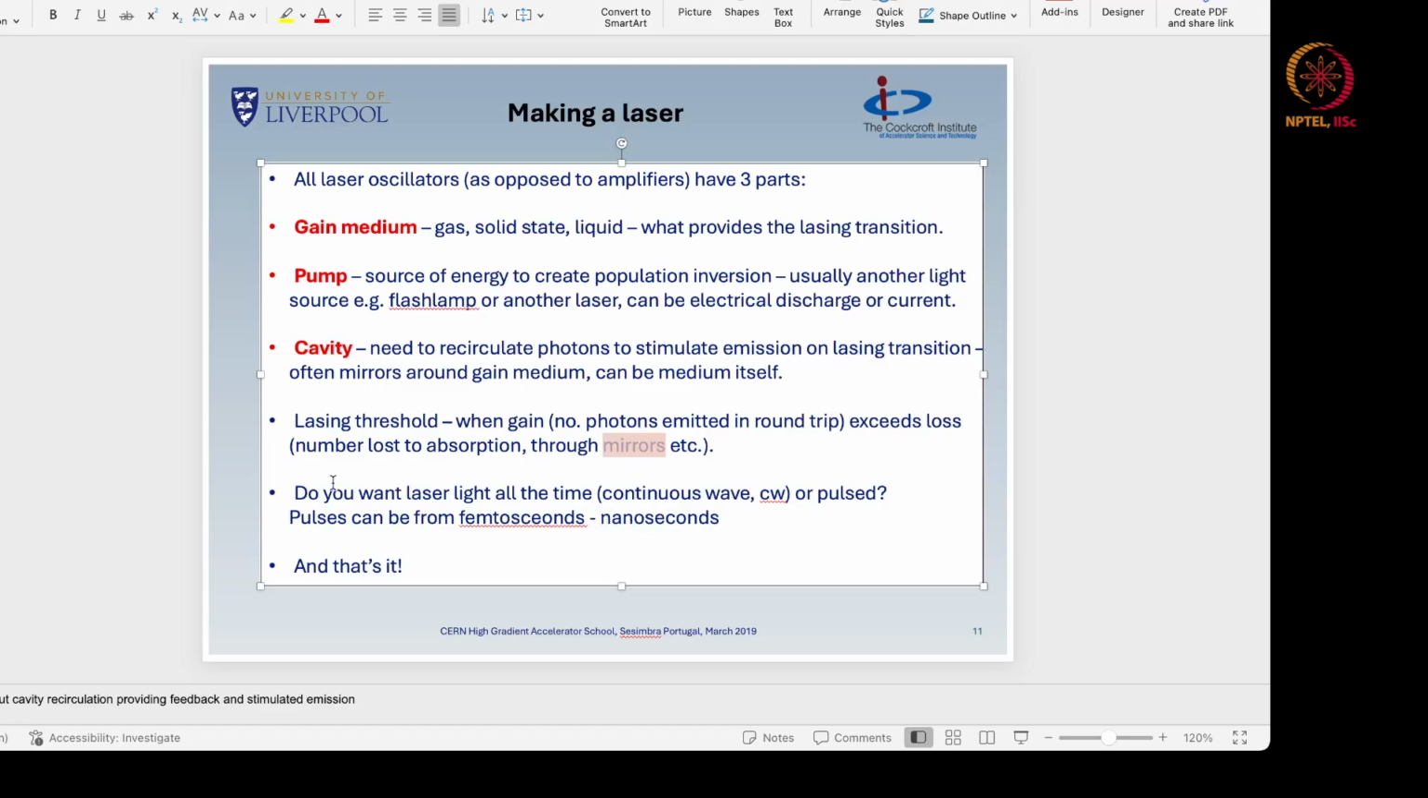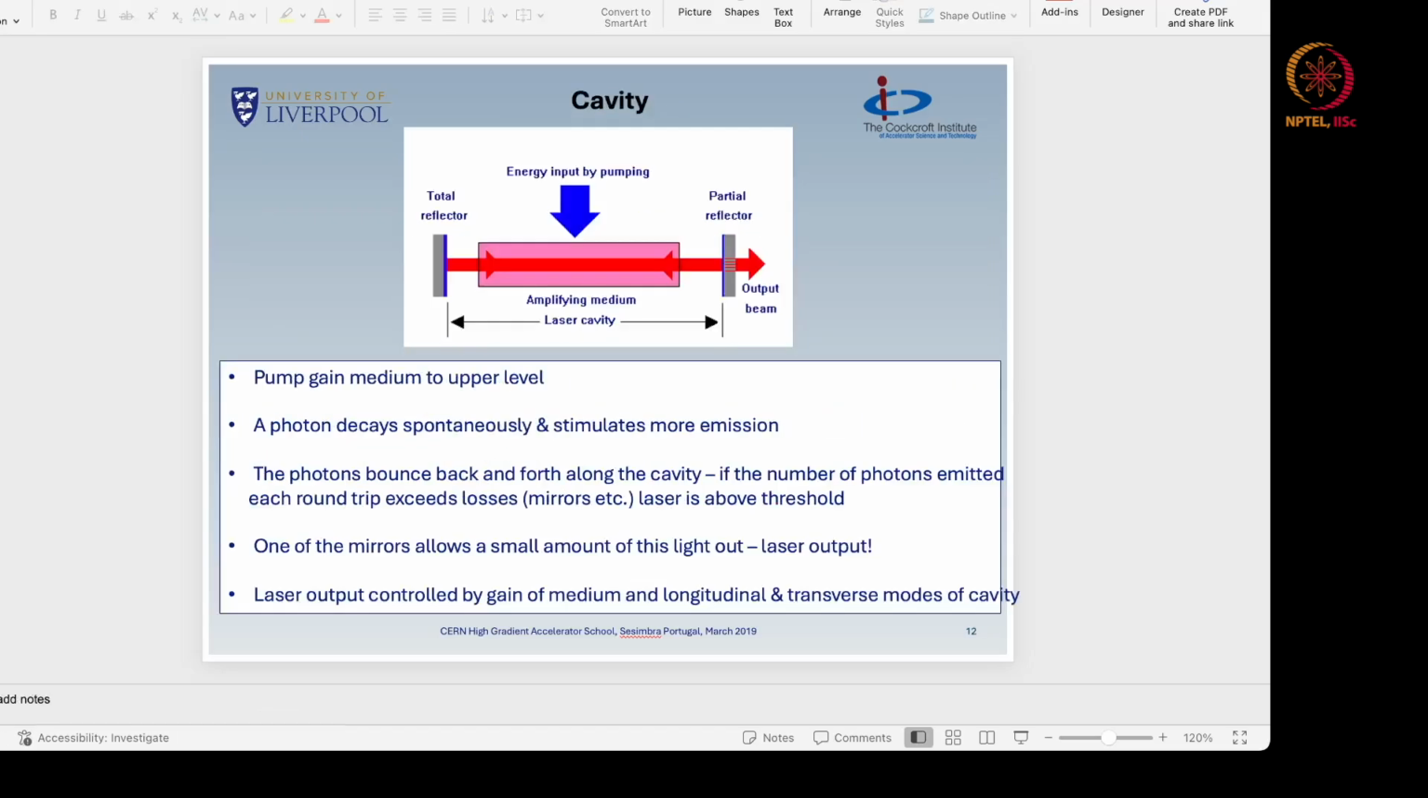And whether you want the laser to lase all the time, like continuous wave lasers, or pulsed, the pulses can range from femtoseconds to nanoseconds. So there are all kinds of lasers available. If you look at just a cavity, there is a reflector on one side, which is a 100% reflector, and then there is a partial reflector on the other side, which allows the laser beam to go through.